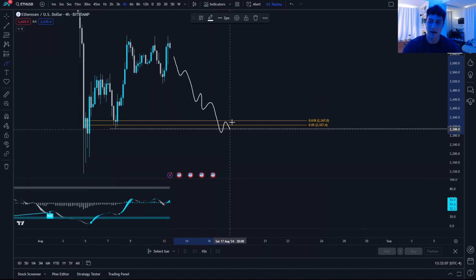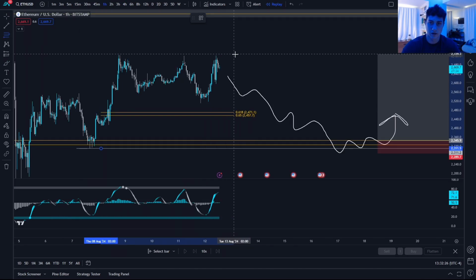I already have a long idea. How long was that? 30 seconds, right? And I already have a long idea here for ETH, swing low to swing high. All right, here is another long position that I'm currently looking at for Ethereum.